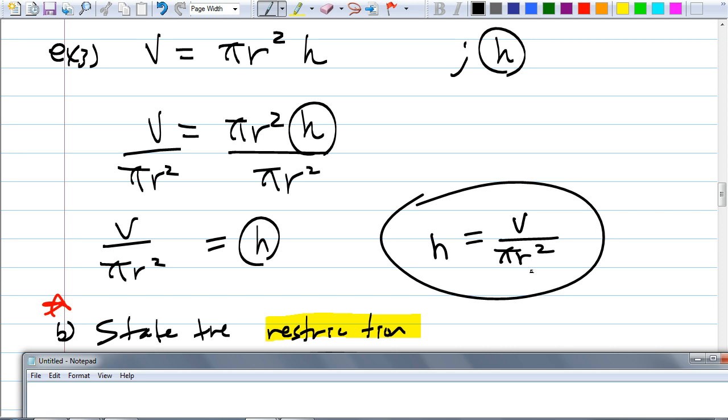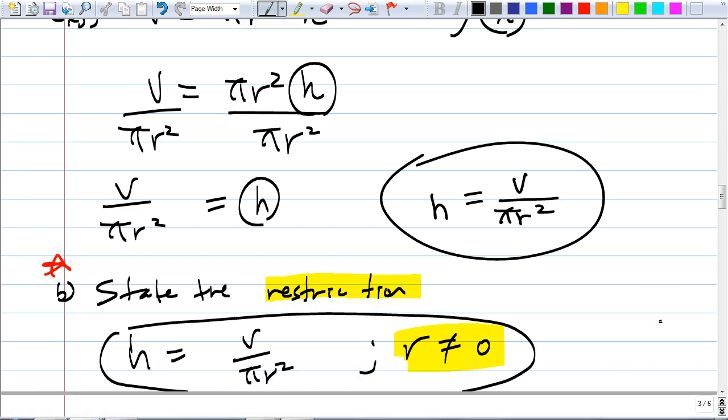Is this function undefined, right? We can't go there, you see? That's the restriction. So when they say state the restriction, what do you think the restriction for this formula is? What's 0? Which variable? R can't be 0 is right. So that's the restriction. Did you all get that? What about v? Could v be 0? Yes.